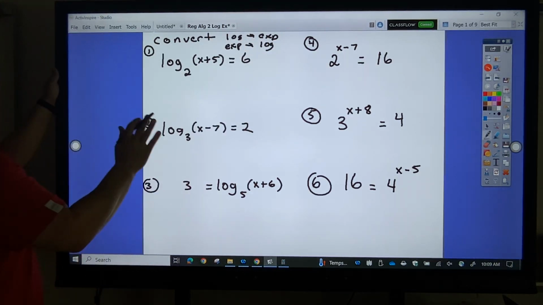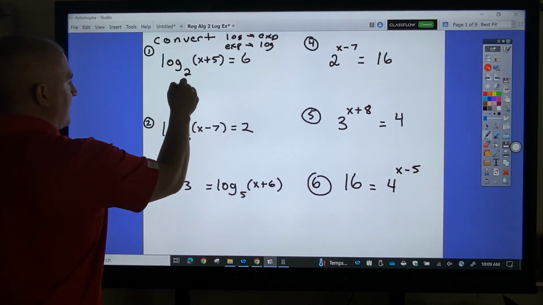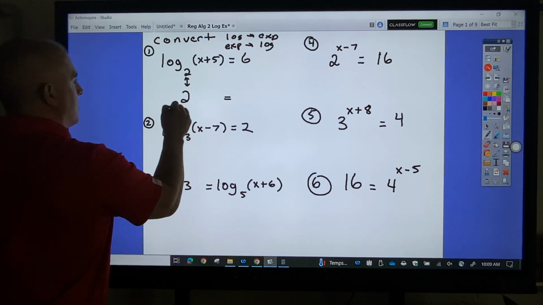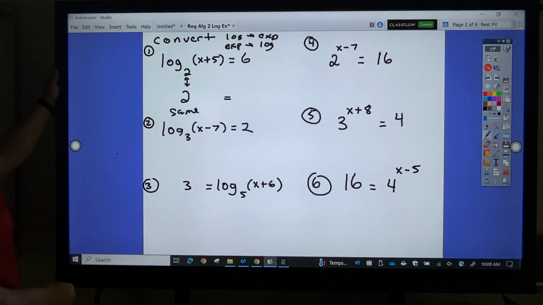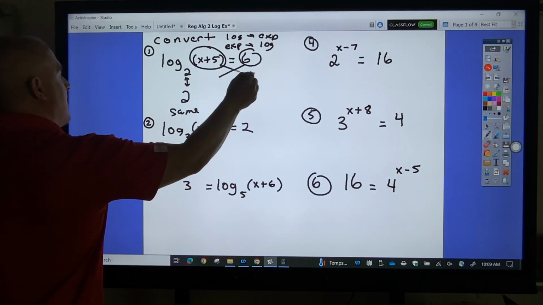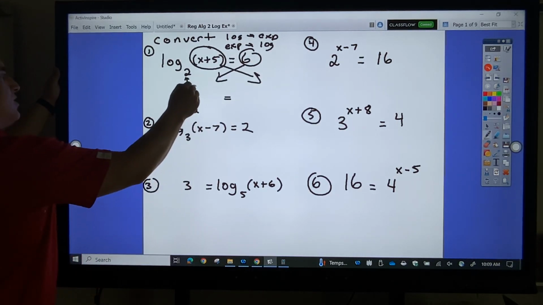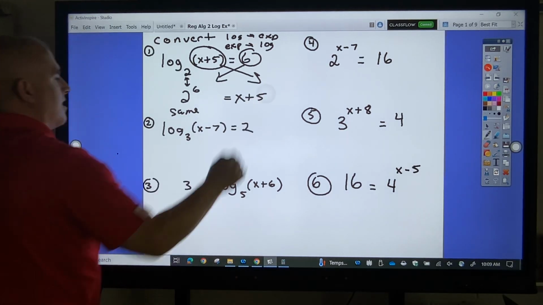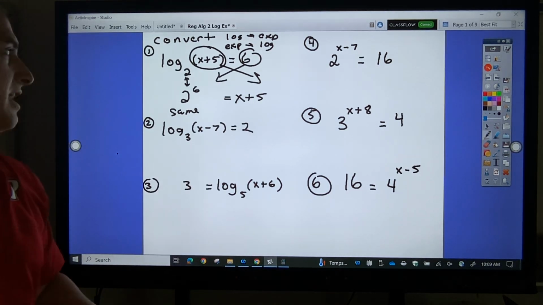Now, what you want to do is keep the base on the same side of the equal sign. So keep that on the same side. Then what you're going to do is the other parts, in essence, switch locations. So that's 2 to the 6th with x plus 5 over here. We'll get into why we do that later.